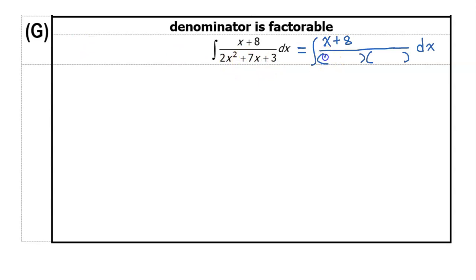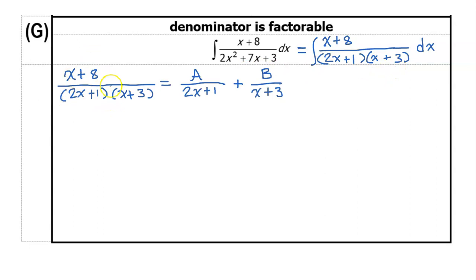2x squared will factor as 2x times x. 3 will factor as 1 times 3. Outer we have 6x, and inner we have 1x. That makes a middle of 7x, as long as we leave the signs as both positive. So the denominator is factorable. Let's do partial fractions. We need to rewrite this integrand as a over the first factor plus b over the second factor. Let's multiply both sides of the equation by the common denominator.